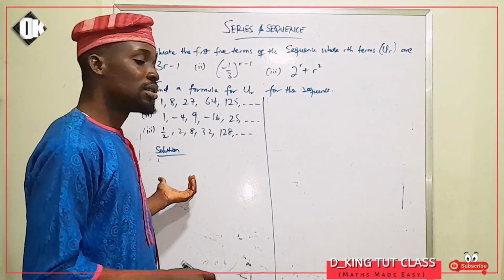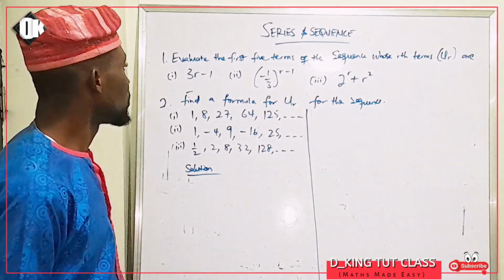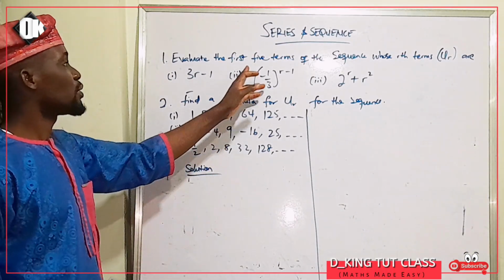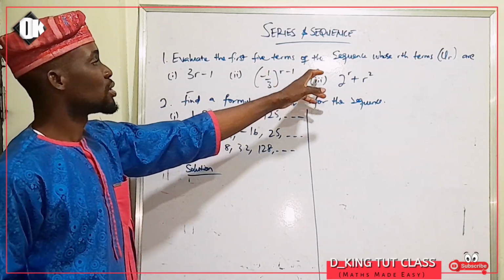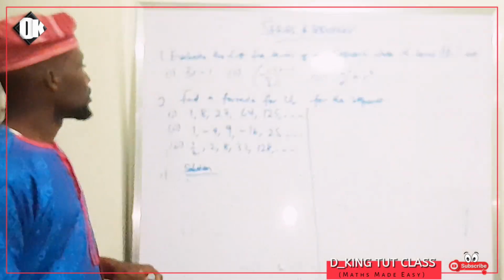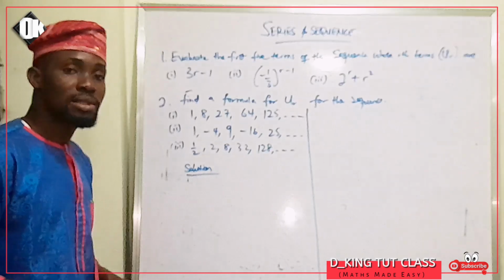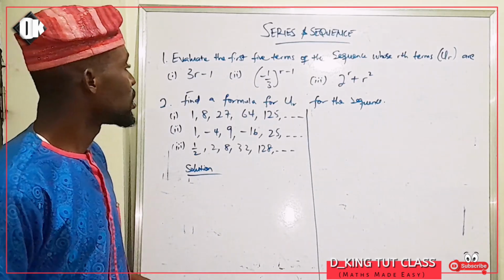Now, in this series we're looking at these two questions. The first was to evaluate the first 5 terms of the sequence whose rth term, Ur, is given as this. And number 2 was to find the formula for the following rth terms of this sequence.